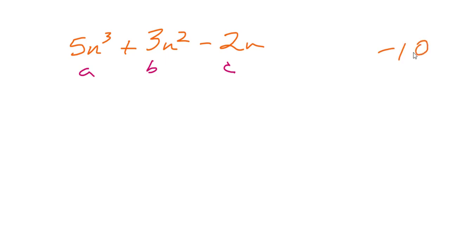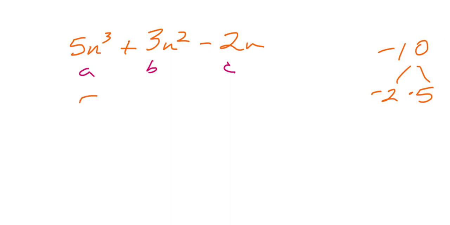Now, I need factors of 10 that when they're added up equal positive 3. So I know that 2 times 5 equals a positive 10. Well, negative 2 times 5 equals negative 10. And if I add them up, they do equal a positive 3, which is my center number. So I know those are the factors that I'll be working with.